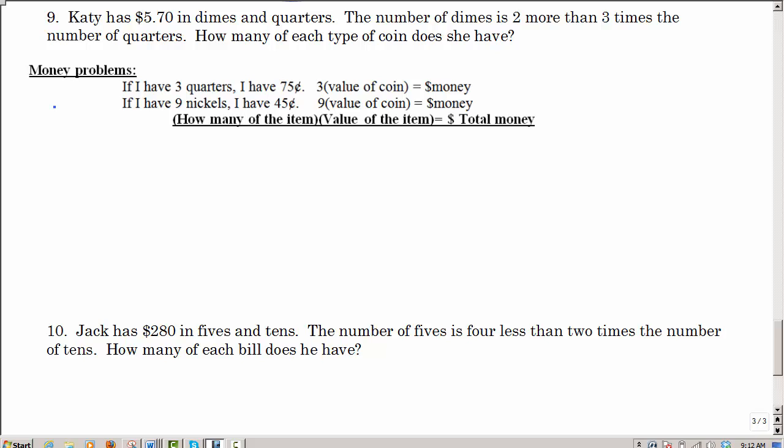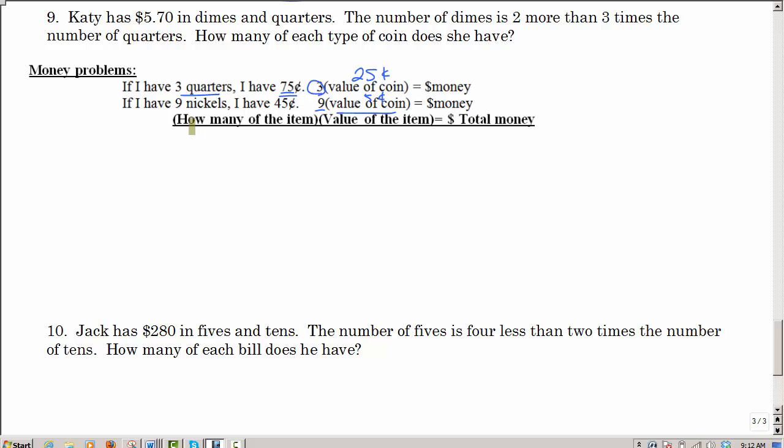First of all, let's go back to if I have 3 quarters, I have 75 cents. You just know that, right? Well, you're really multiplying 3 because I have 3 quarters, and quarters are worth 25 cents, and that's how I got 75 cents. If I have 9 nickels, I have 45 cents because 9 times 5 cents is 45.